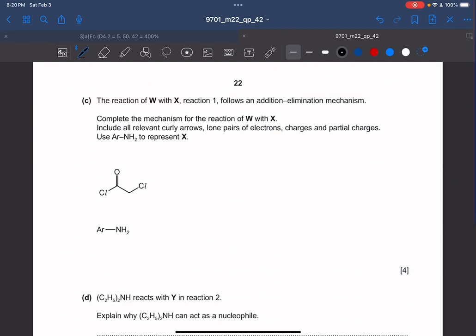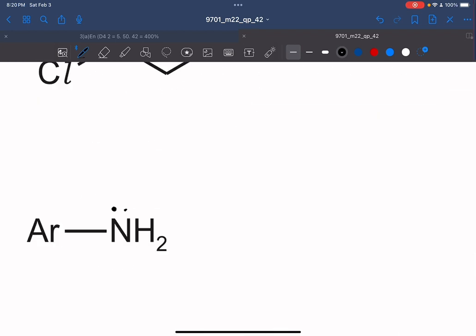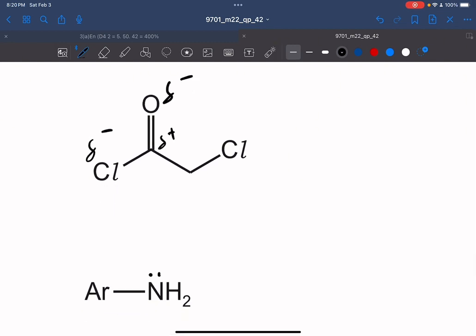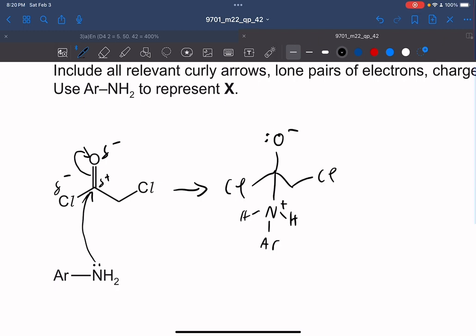Okay, so here as I said, it's addition elimination. We're just going to have to simply draw the mechanism, so that isn't going to be very hard, I think. You have a lone pair there. This is electron withdrawing, and this is going to be partially positive. This is going to attack right there. The attack is going to continue until the end. We're going to have an intermediate which looks something like this, H, H plus and A R. See over there, we have a lone pair over here.